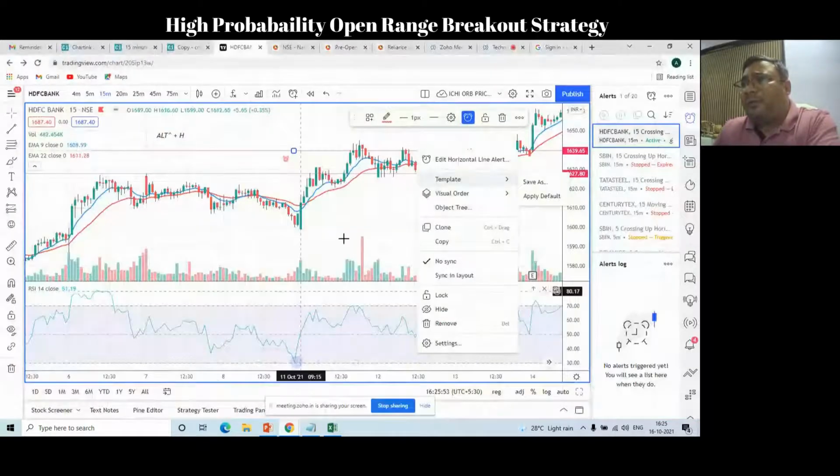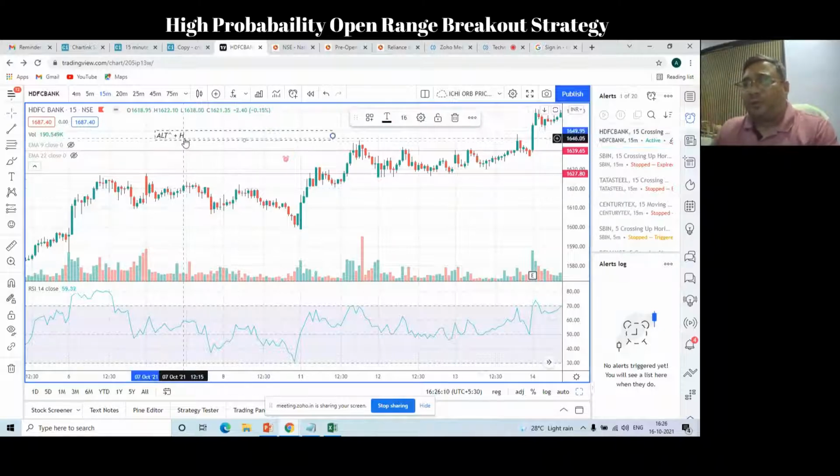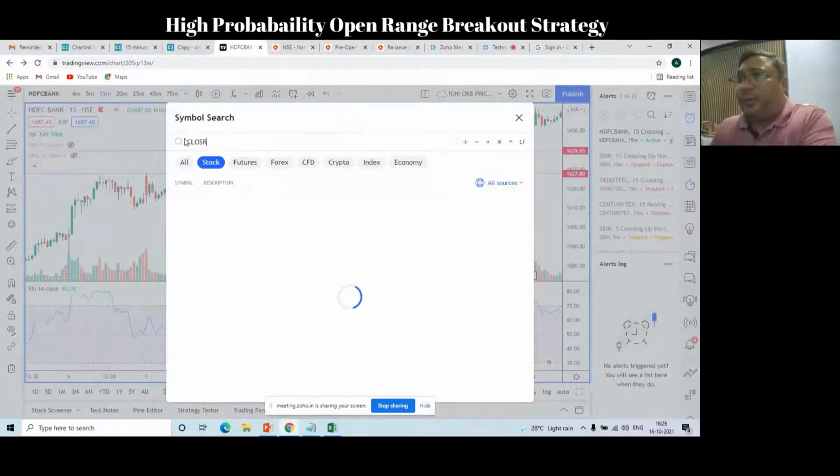Now everybody has a different way of using this strategy. Some people use it by marking the 5-minute candle. Some people mark the 15-minute candle. But I'll tell you the rules which I follow. So we are waiting for the close of the first 15-minute candle.